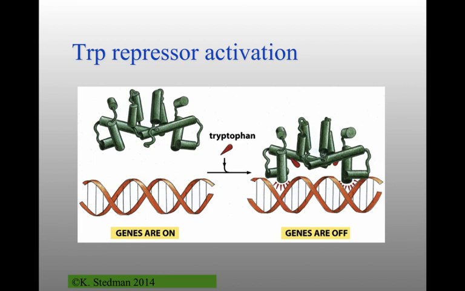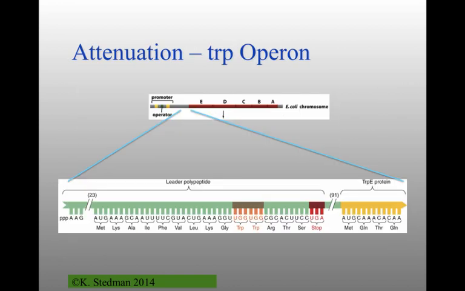Now it turns out that that's only one level of regulation that happens at the trip operon. You think that's all you really need. But it turns out that there are two different kinds of regulation here. And that second kind of regulation is called attenuation. And attenuation is a very specific kind of regulation that happens in bacteria and probably in archaea as well.